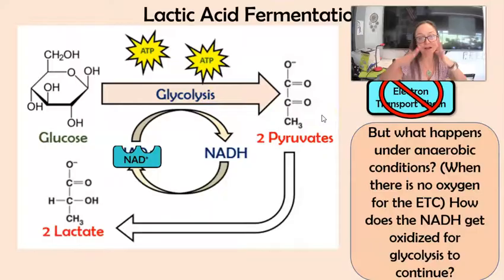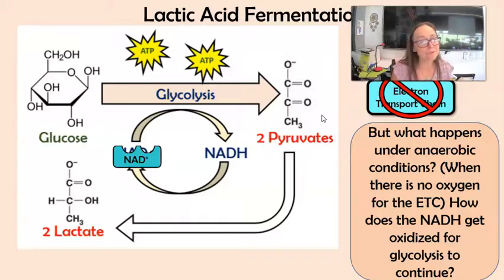So, in lactic acid fermentation, glycolysis occurs in the cytoplasm, and in anaerobic conditions, there is no electron transport chain. Therefore, there's nothing to oxidize or take the electrons from the electron carriers. So we need to put the electrons onto something, and in this case, they get added to pyruvate. That converts pyruvate into lactate, or pyruvic acid into lactic acid. And we did recycle the electron carrier back to NAD+, so glycolysis can continue.